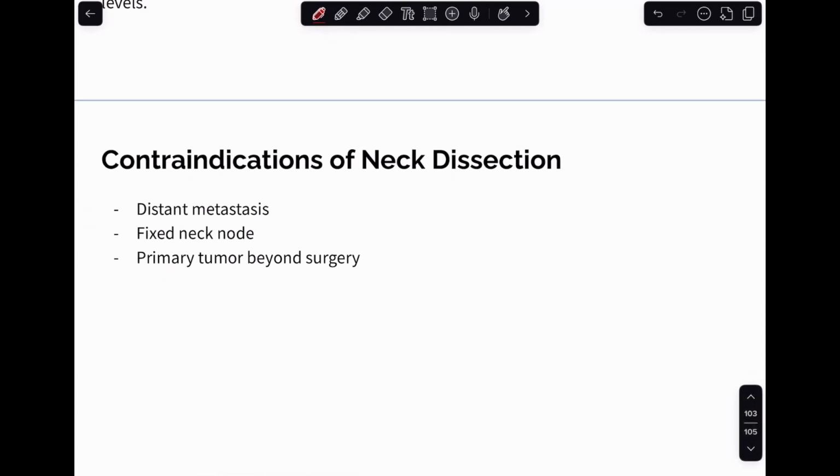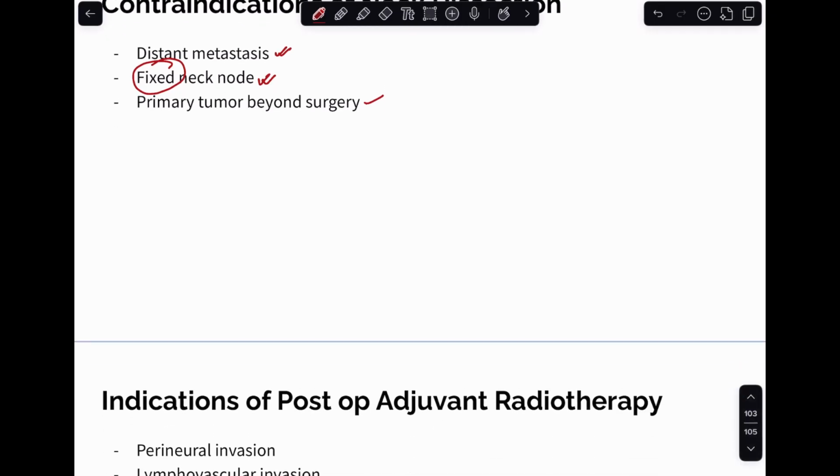Next question is, what are some contraindications of neck dissection? If there is the presence of distant metastasis, in that case, doing neck dissection does not matter at all. If there is a fixed neck node, in these cases as well, we cannot use surgery. In these cases, we have to give them radiotherapy as a primary treatment. And if there is a primary tumor which is beyond surgery, in these cases, we cannot perform a neck dissection. We will be doing radiotherapy instead as the primary treatment.